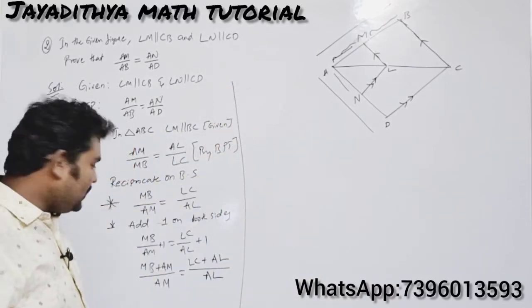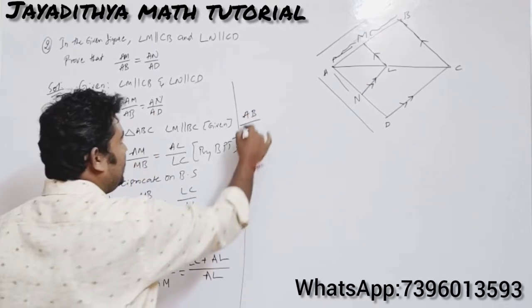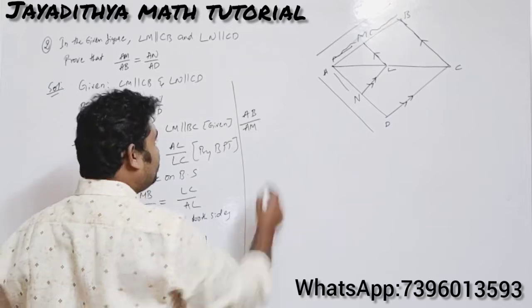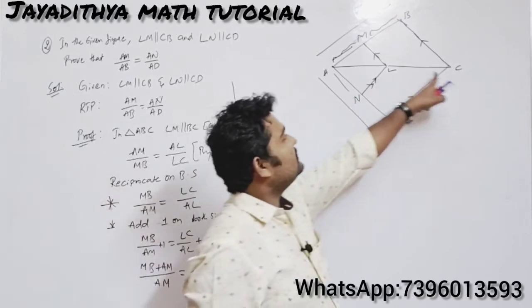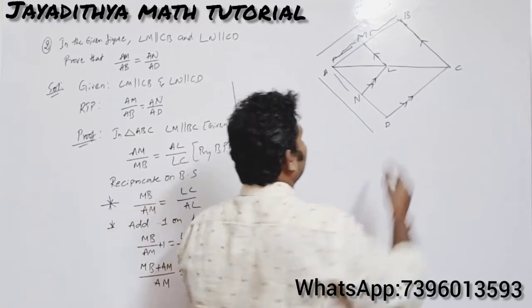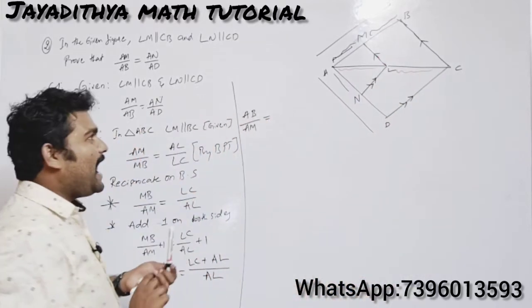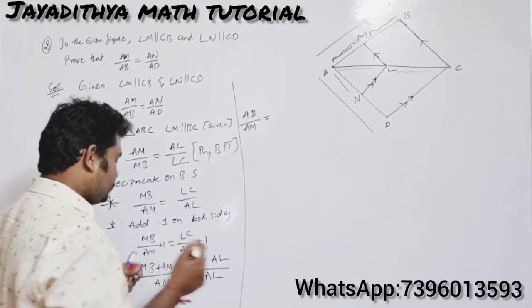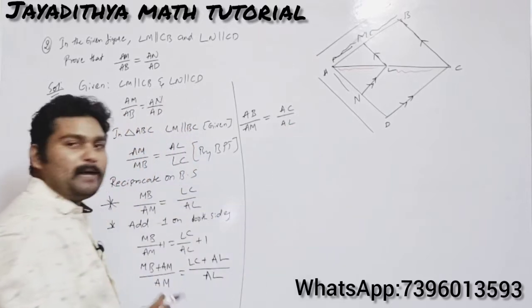I'll get AB here, so write directly, that is AB by AM is equal to, again observe the figure, LC plus AL. This is LC and this is AL here. If you add both, you will get AC. So right here, AC by AL.